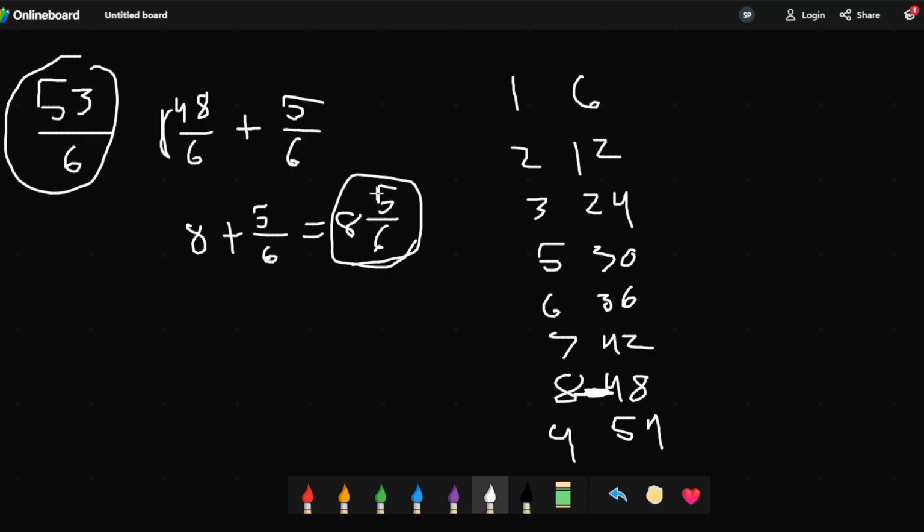So yeah, that's just the process on how to convert improper fractions to mixed numbers without doing this stuff.